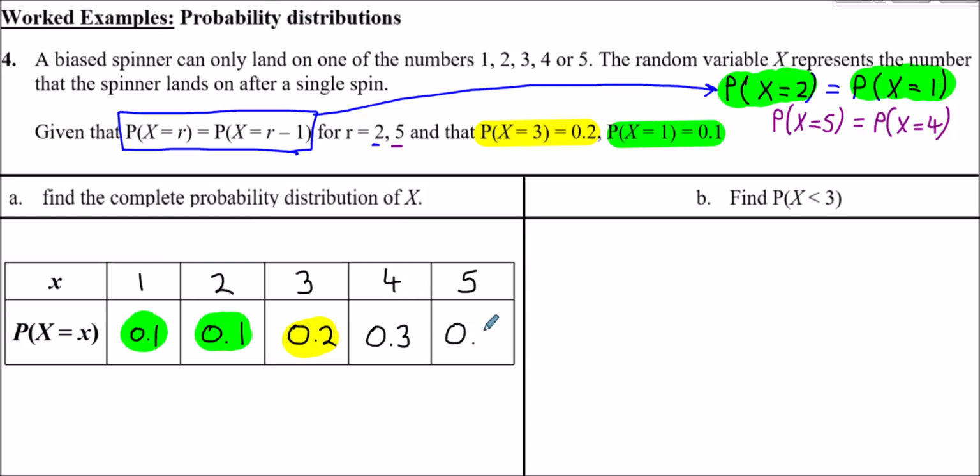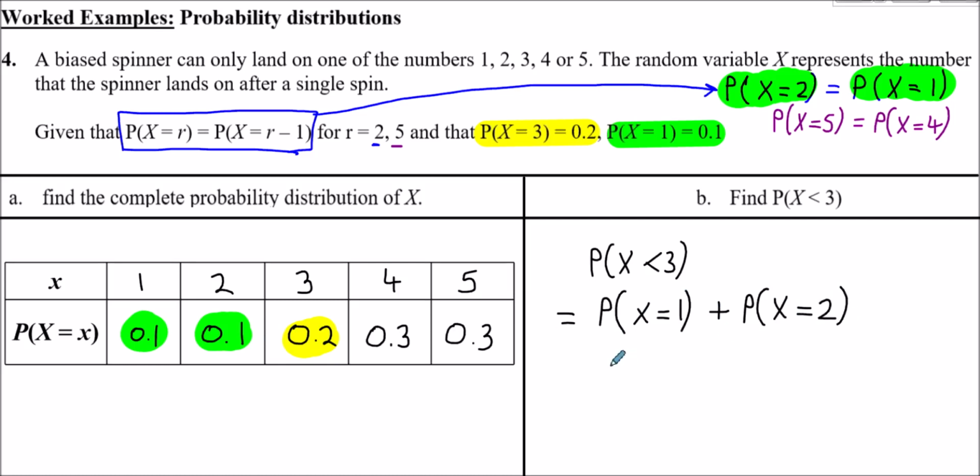And so we finally pieced it together and got the distribution. Part B asks us to find the probability that x is less than 3. If it's less than 3, that means we can have x being 1, or we can have a probability where x is equal to 2. So that's 0.1 plus 0.1, which just equals 0.2. The chance of it being a 1 or a 2 is 0.2.